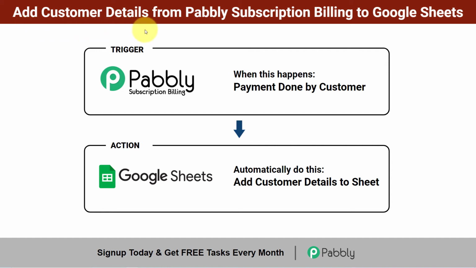How to add customer details from Pabbly subscription billing to Google Sheets automatically. In this video I will show you how you can integrate Pabbly subscription billing with Google Sheets in such a way that whenever any payment is done by a customer in this software, the same customer along with all details will be added automatically, immediately in Google Sheets. So if you also want to automate this process, come with me and I'll show you everything step by step.